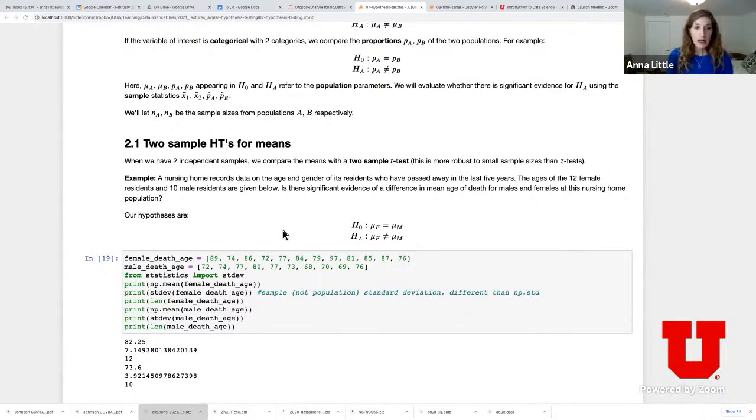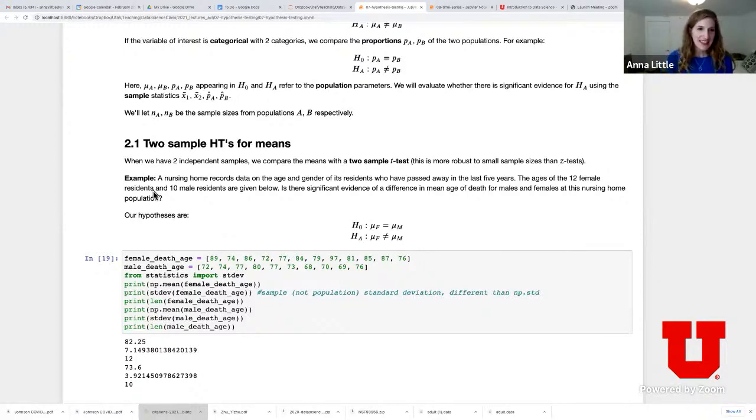Okay, so let's start off with the 2 sample hypothesis test for comparing 2 means. When we have 2 independent samples, we compare the means with the 2 sample t-test. Last time we talked about z-tests, and then we talked a tiny bit about t-tests, and we said I want to do a t-test because it's more robust to small sample size. So this is what people do in practice. I thought we would go over how to do it in R and how to make the interpretation, etc. I'm sorry, how to do it in Python. We're not in R. A lot of statistics is done in R, but we're using Python.